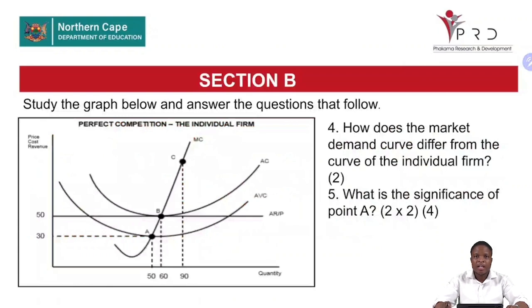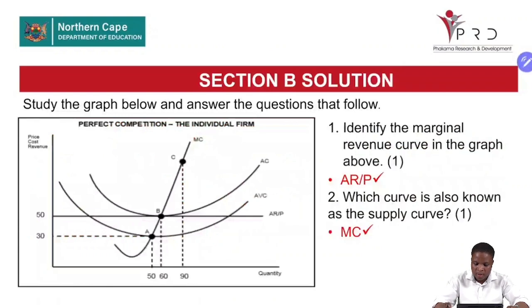Right, grade 12, your time is up. Let's look at the answers. Identify the marginal revenue in the graph above. Marginal revenue, which is your MR, is not written anywhere. However, we know that in a perfect market, AR is equal to MR. So AR represents the MR, which curve is also known as a supply curve. So the curve that is known as a supply curve is the MC.